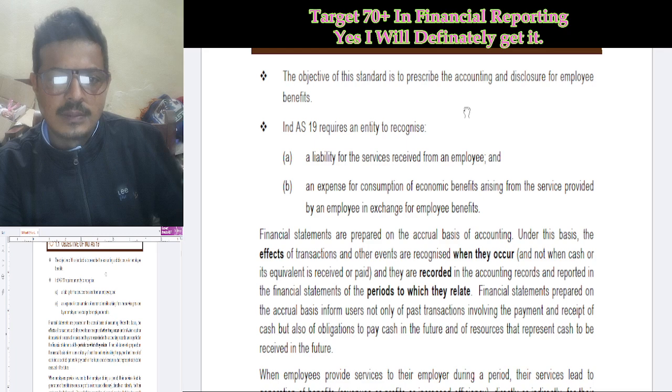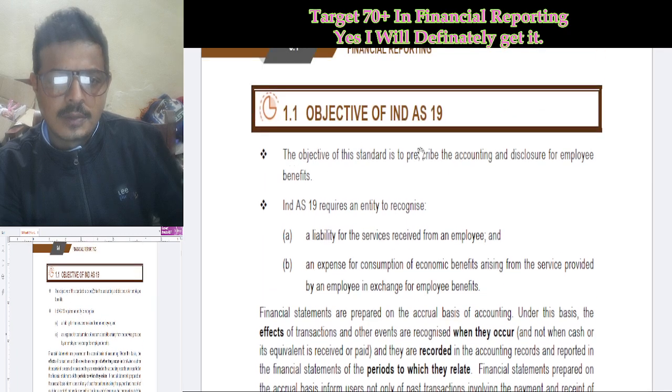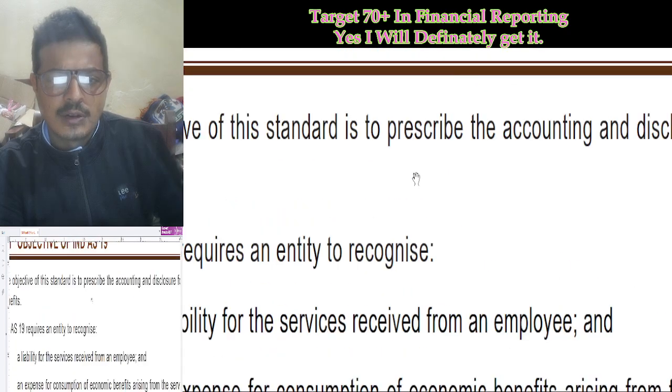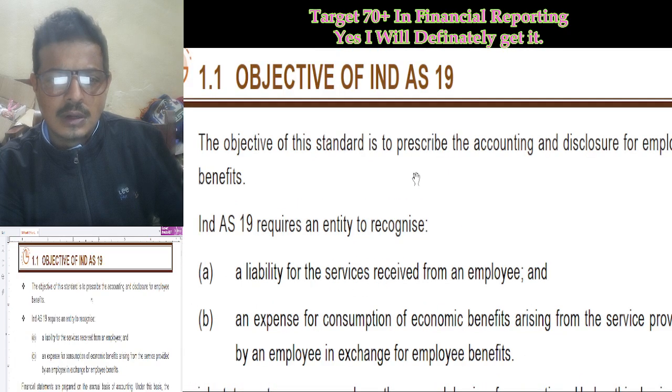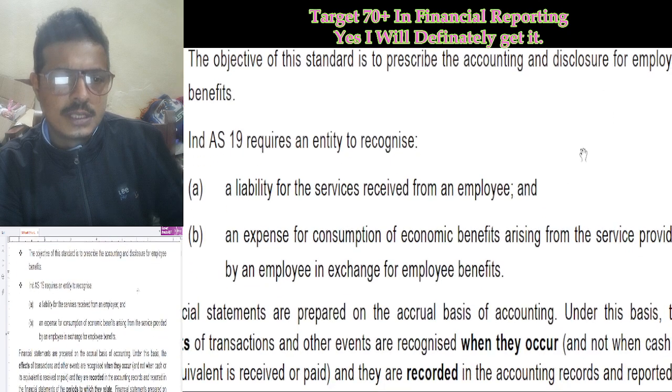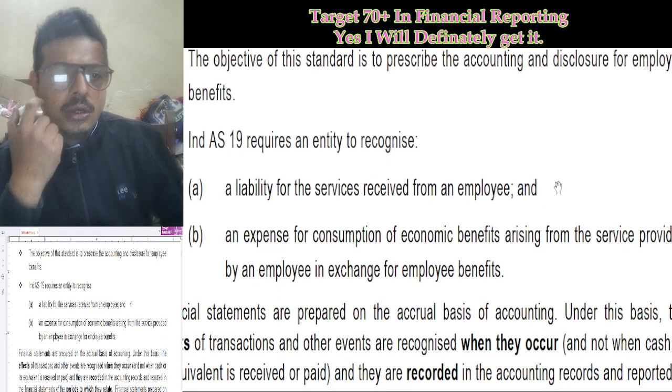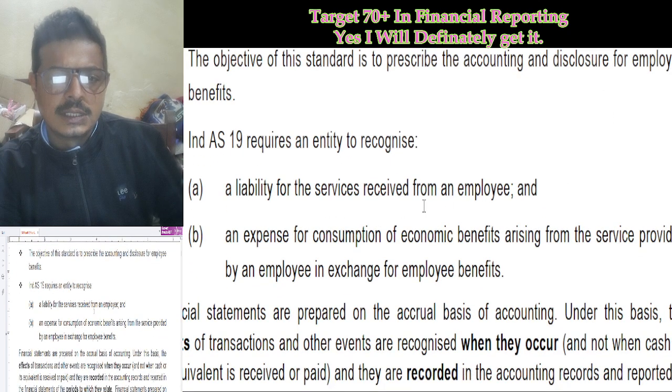The objective of this standard is to prescribe the accounting and disclosure for employee benefits. Ind AS 19 requires an entity to recognize a liability for the services received from an employee, and an expense for the consumption of economic benefits arising from the service provided by an employee in exchange for the employee benefits.